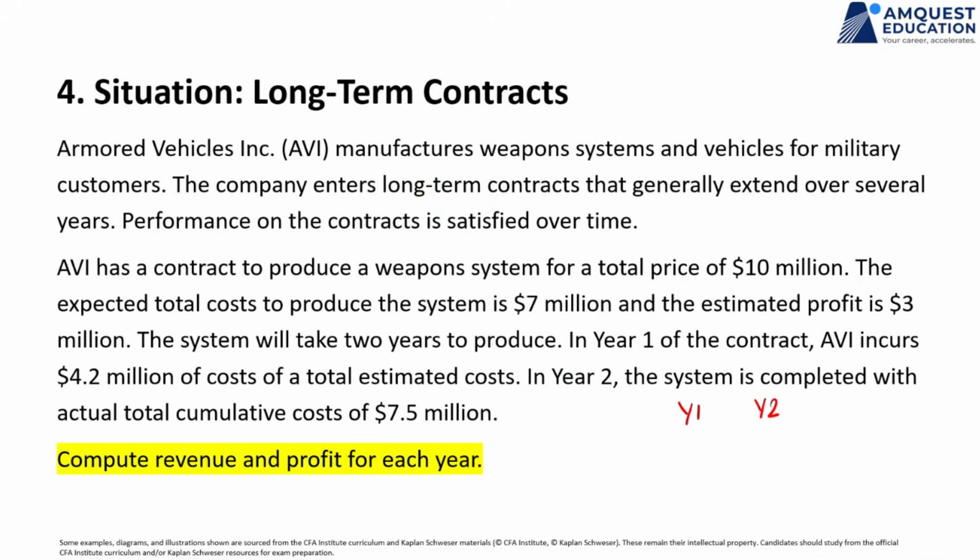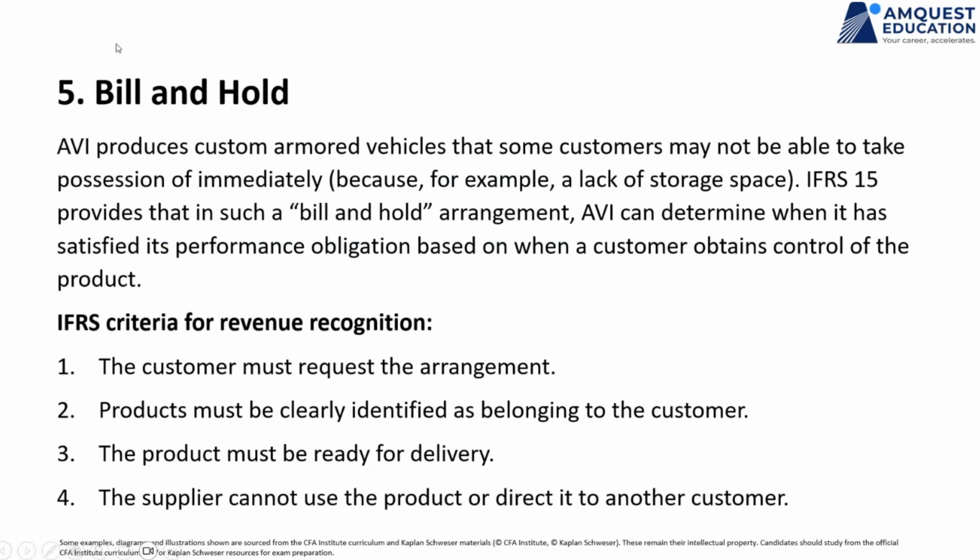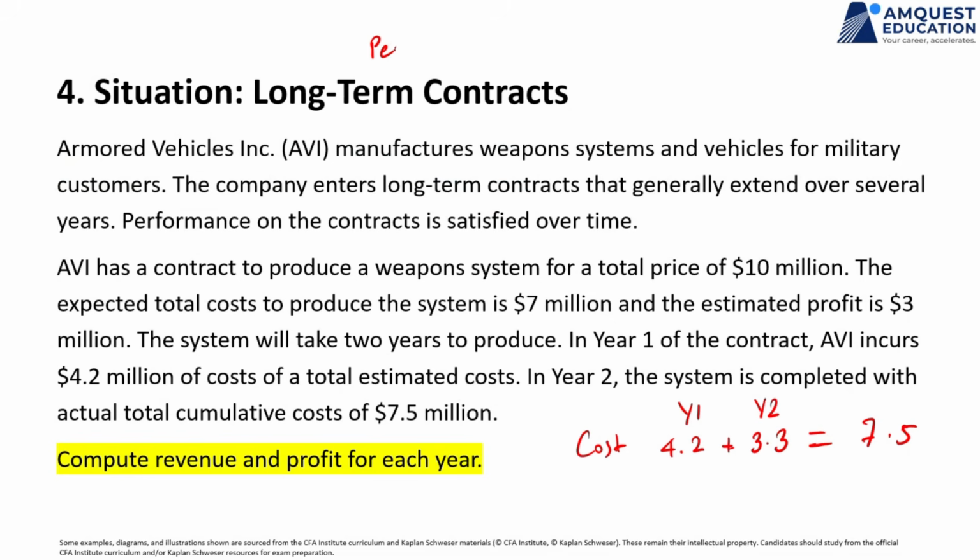Year 1, year 2 cost: 4.2 and an additional 3.3, because the total cost that eventually went up was 7.5 million. Okay. And the question says calculate the revenue and profit for each year. So we are going to use a method called the percentage of completion method. This is for revenue recognition. This is used specifically for long-term contracts.